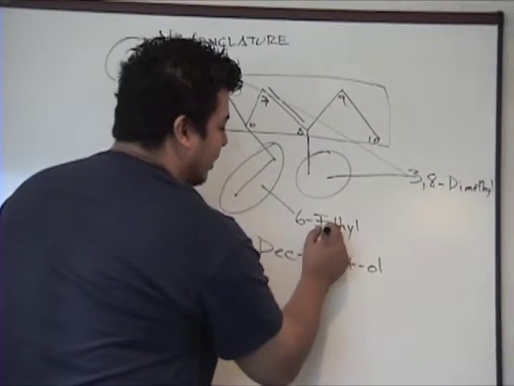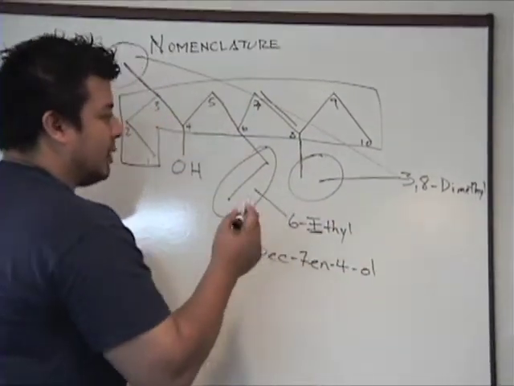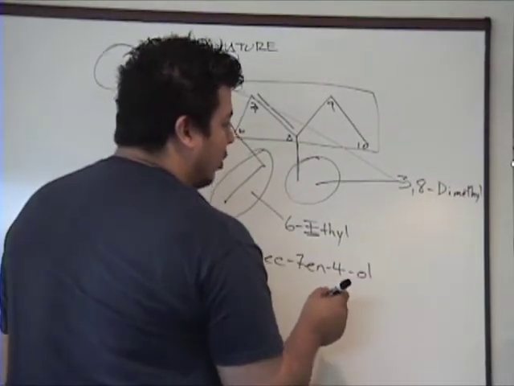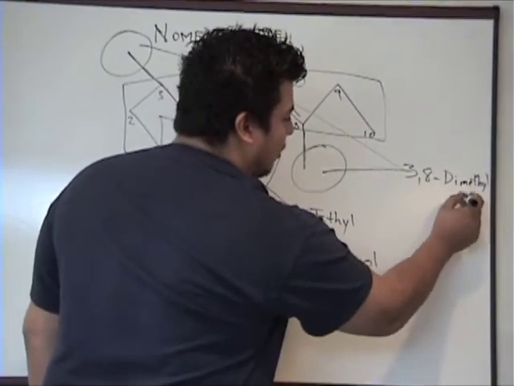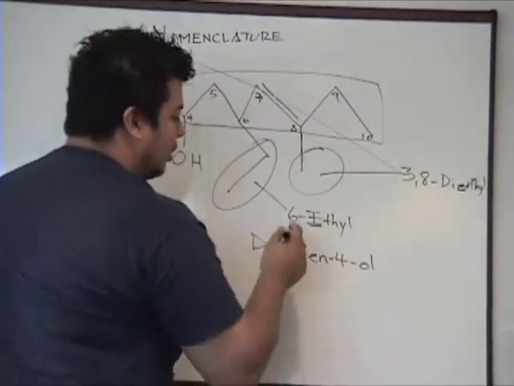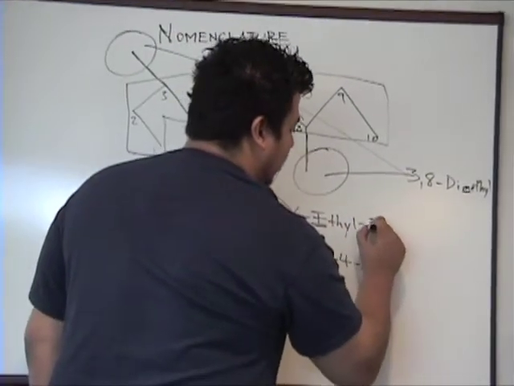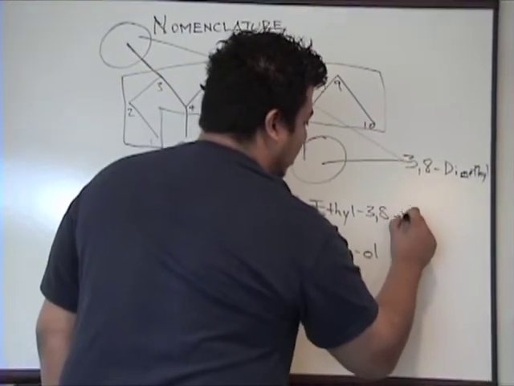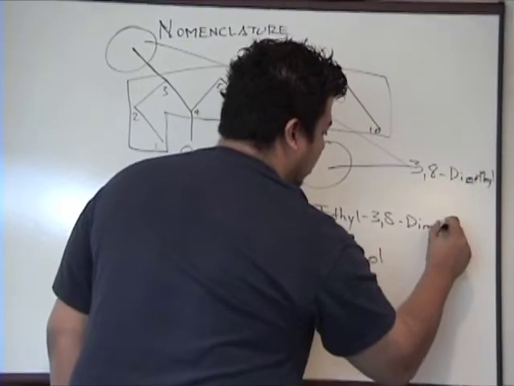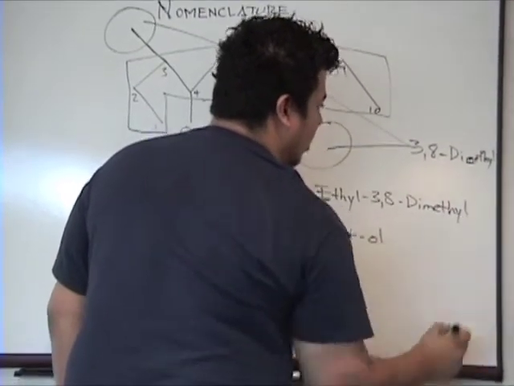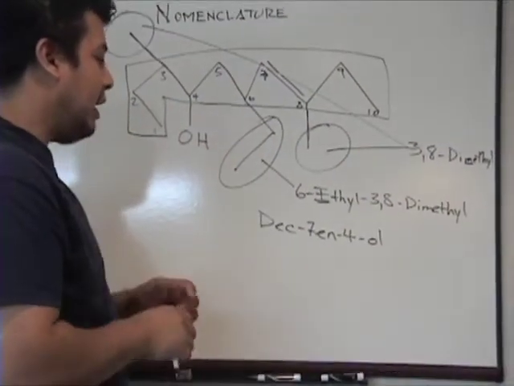So I put them together. We have to remember that the substituents are going to go in alphabetical order. We do not use the di. We start with M. So it's going to be 6 ethyl dash 3, 8 dimethyl dec 7 en 4 ol.